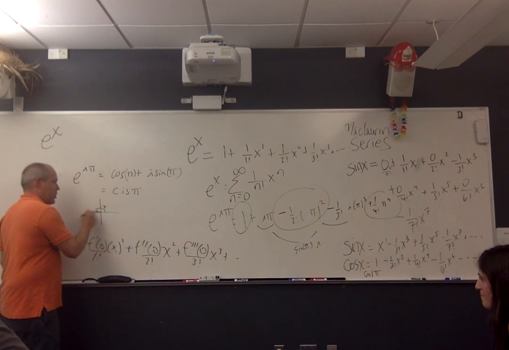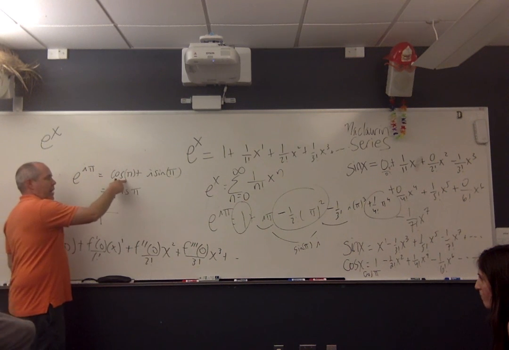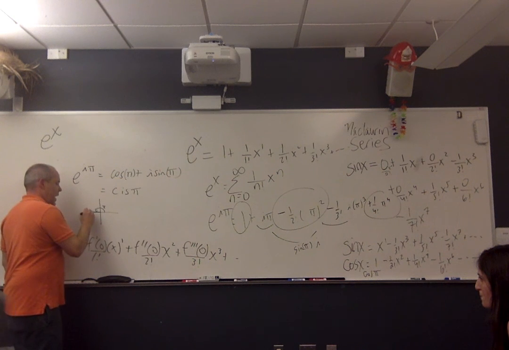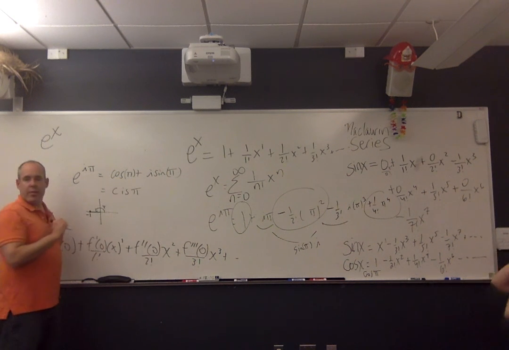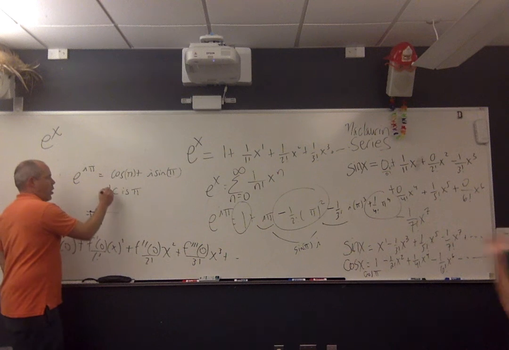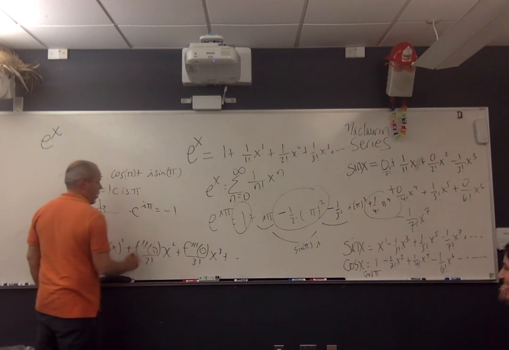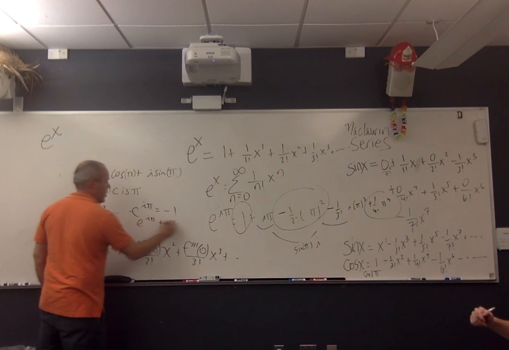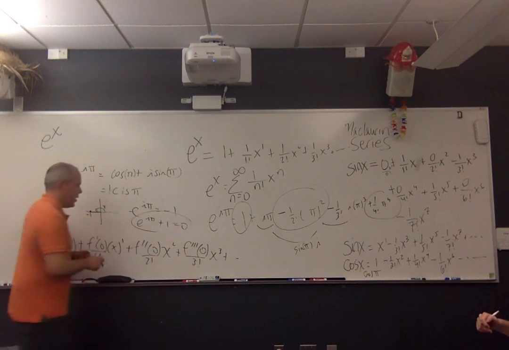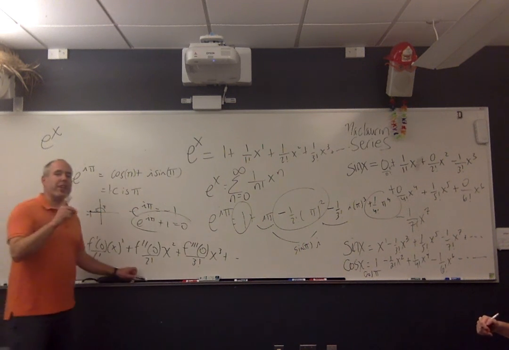We're not going up and down, we're going in the pi direction, and that ends up being -1. It's 1 cis pi. So that means e to the i pi is -1, which means e to the i pi plus 1 equals 0. Which is useless and beautiful.